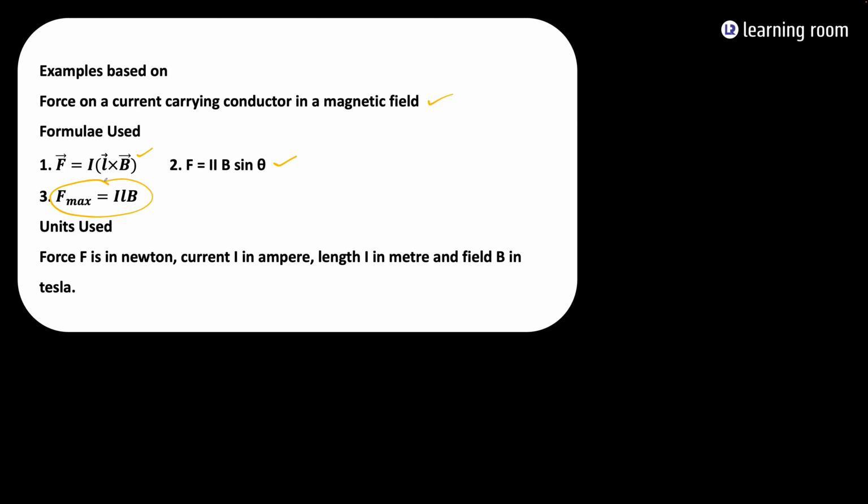And what is going to be the maximum force that is applicable? Maximum force is possible when the value of theta is 90 degrees, so sine 90 is going to be 1. Based on these formulae, we are going to solve the problems. The important point to note here is how to find the direction of force, using Fleming's left-hand rule, right? We are going to use this condition.